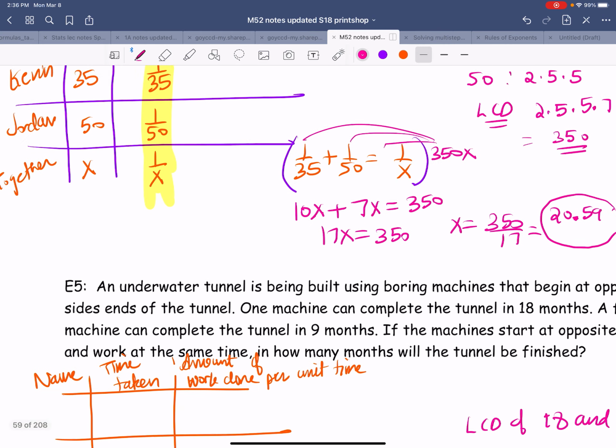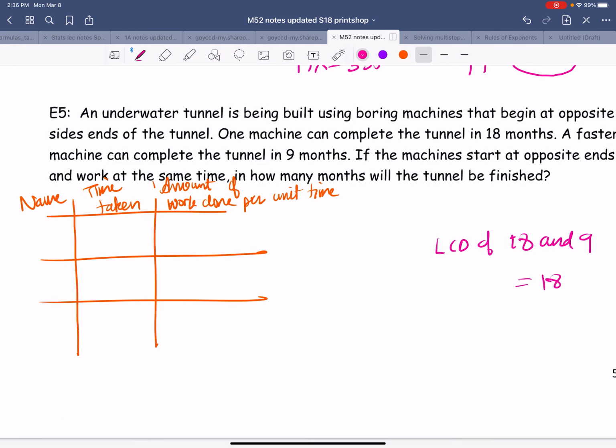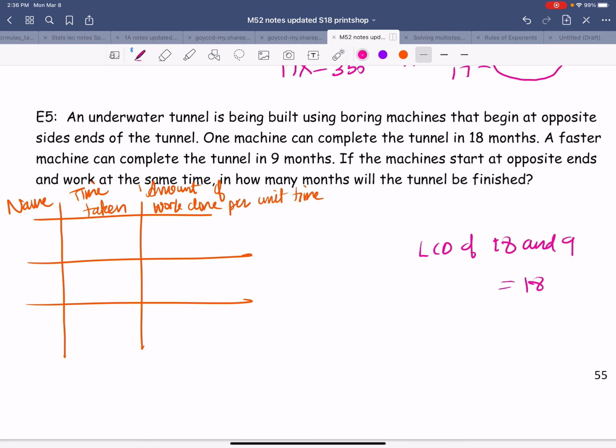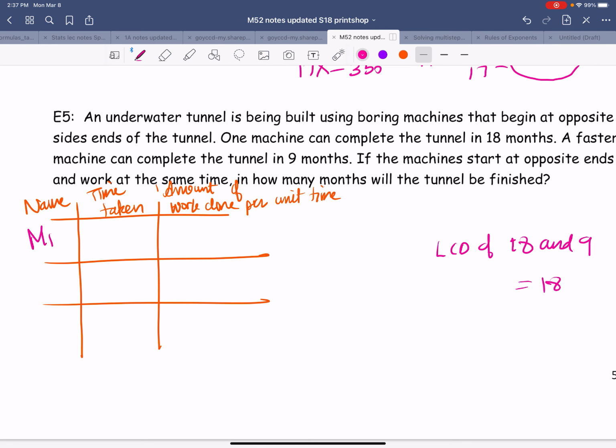Okay. An underwater tunnel is being built using boring machines that begin at opposite sides of the tunnel. One machine can complete the tunnel in 18 months. A faster machine can complete the tunnel in 9 months. If the machines start at the opposite ends and work at the same time, in how many months will the tunnel be finished? Okay, so there's machine 1, there's machine 2, and then they are together.